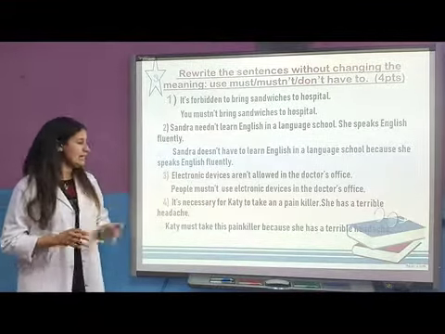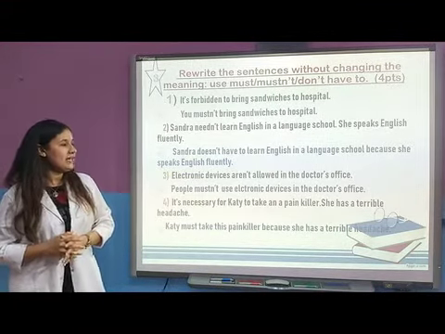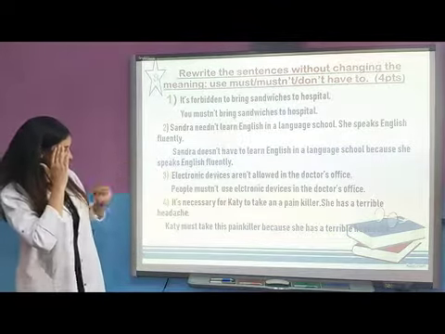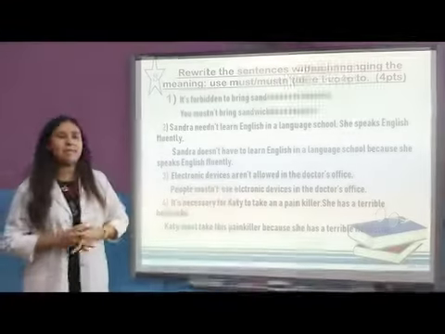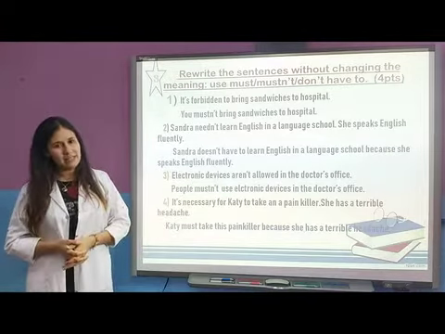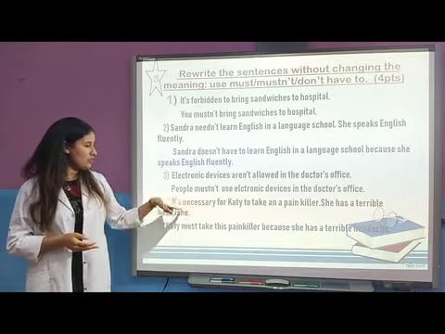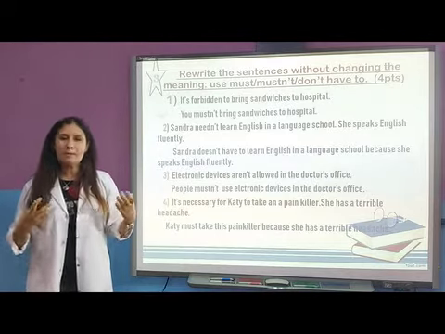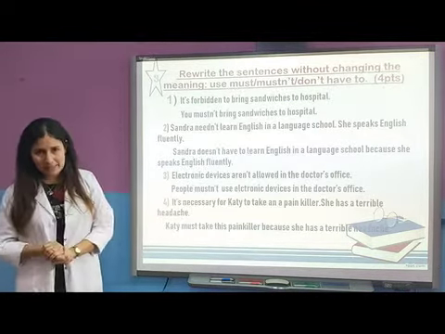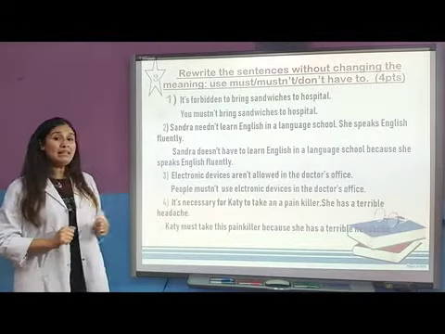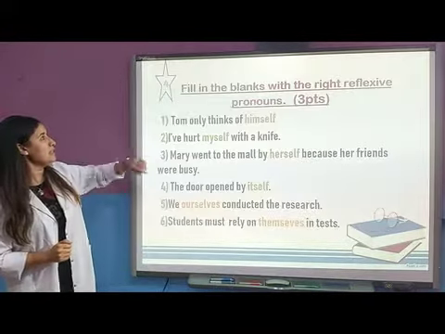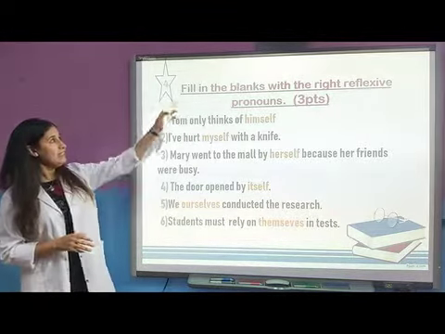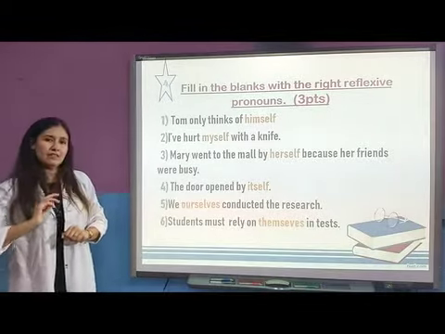And the last one says, it's necessary for Katie to take a painkiller. Why? Because she has a terrible headache. So here, Katie must take a painkiller because she has a terrible headache. Why? Because we have the expression, it's necessary. That helps us understand that we are talking about something which is a must, something which is obligatory or compulsory. Clear? Good. Now, let's move on to correcting the fourth exercise, which is about reflexive pronouns. And here you have to fill in the blanks with the right reflexive pronouns.